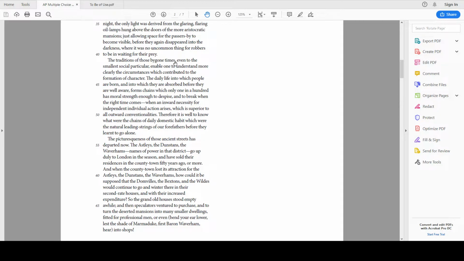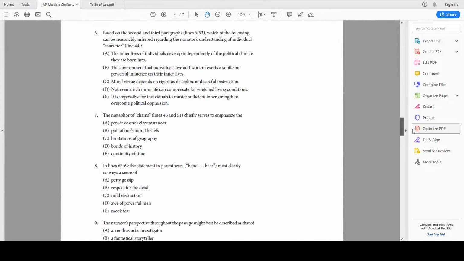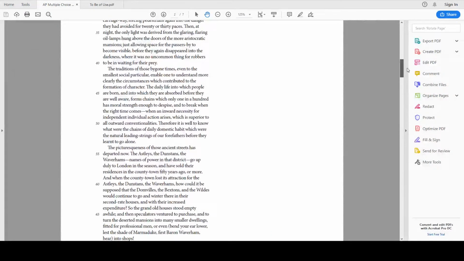The tradition of those bygone times, even to the smallest social particular, enable one to understand more clearly the circumstances which contributed to the formation of character. Okay, so character here meaning personality or attitude. Okay. And in fact, that line said that character is the product of understanding what? Understanding the daily, the smallest social particularity. Okay.